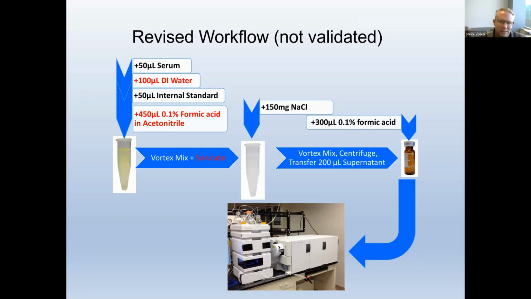And vortex mix that, centrifuge it, and then this is where it's different. We simply skipped a step here. I'm transferring it directly into the autosampler vial. And then to that, we add 300 microliters of the 0.1% formic acid. And then it is ready to go. So by eliminating the dry down step, that saves a lot of time. And well, nitrogen is not free, so we are saving money in this as well.